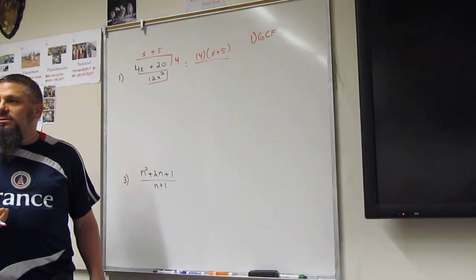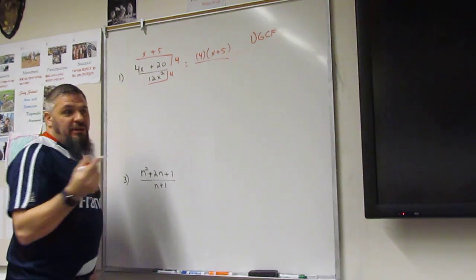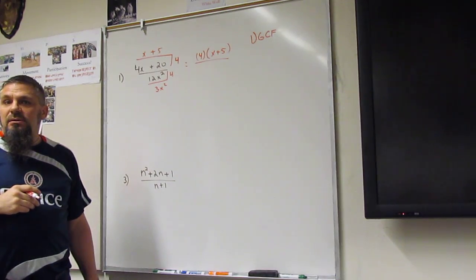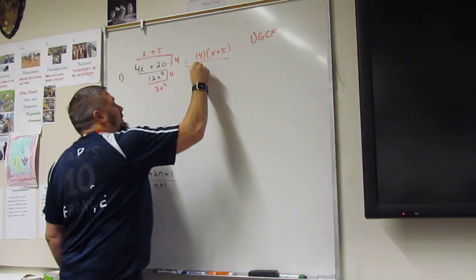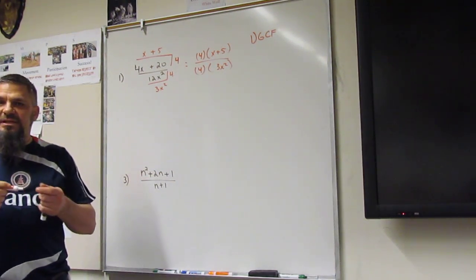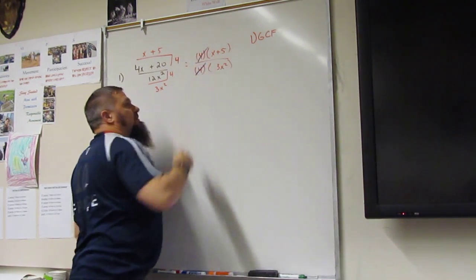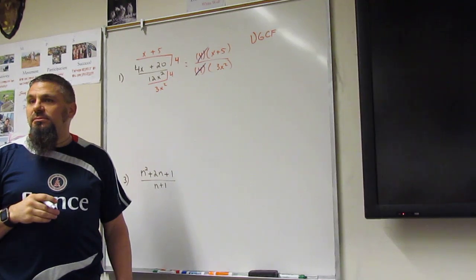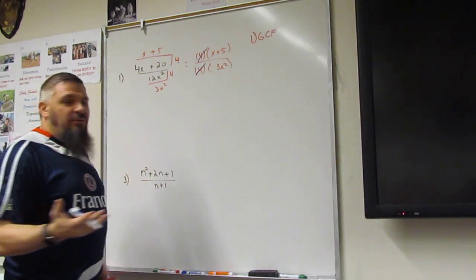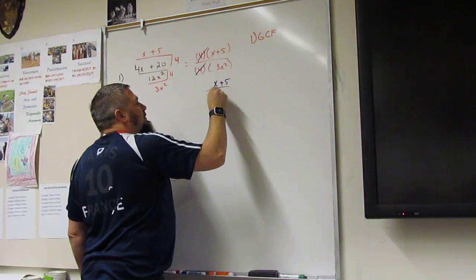Does anyone know how many times 4 goes into 20 or 12? 3, right? So I'm left with an x squared here. Okay, so I'm left with 4 times 3x squared. Does everyone see that? Okay. And so the 4's cancel. It's pretty easy, right? It's just division. It's just fractions. And so I'm left with x plus 5 over 3x squared.